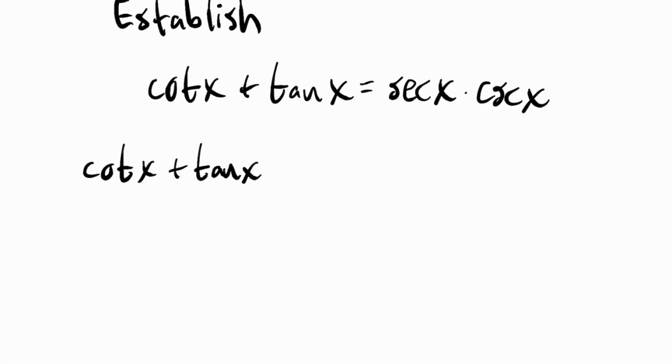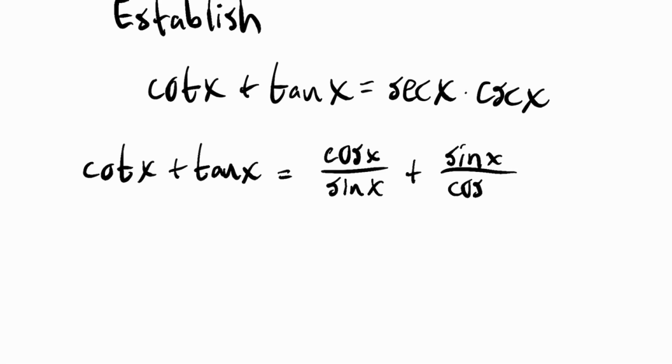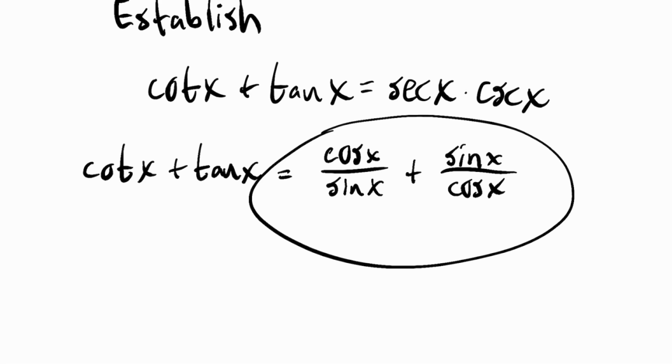So I'm first going to rewrite these with sines and cosines. I think that will help. So this is cosine x over sine x plus sine x over cosine x, which doesn't look better, but now I could rearrange this. I could combine into one fraction. I think that's going to work.